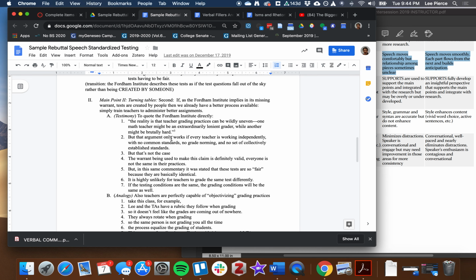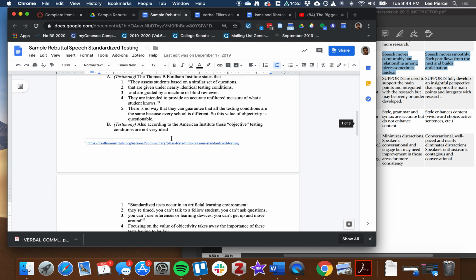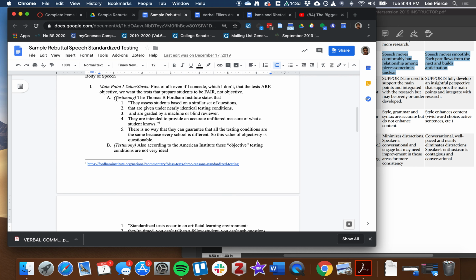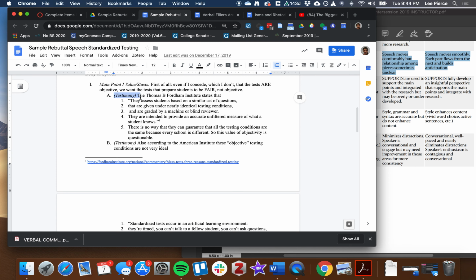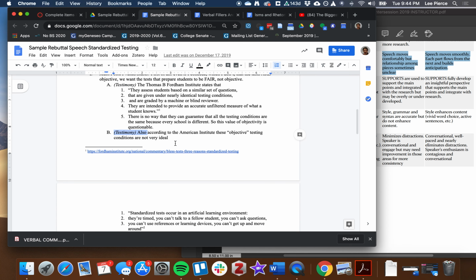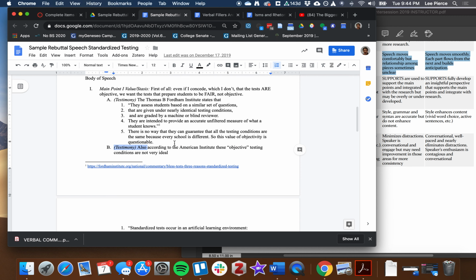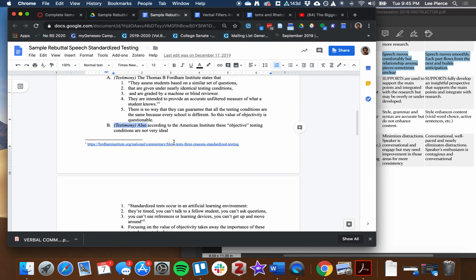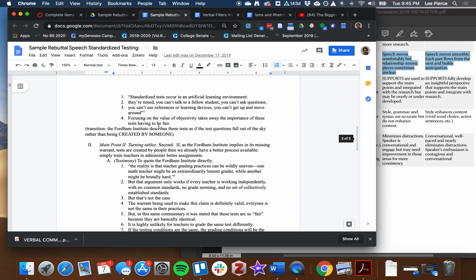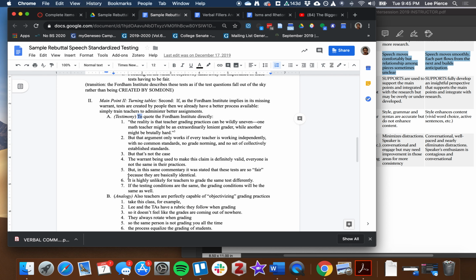And then once you have your main points laid out, you need to have at least 2 pieces of support. And you need to mix them up. They can't all be statistics and testimony, right? So here we've got some testimony, and here we have a second testimony. I don't love that. I don't like the piling on of testimony, but that's just how this particular main point worked. Then we've got a testimony, and we've got an analogy.